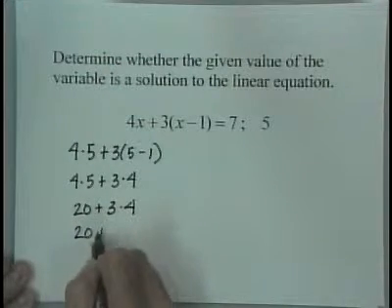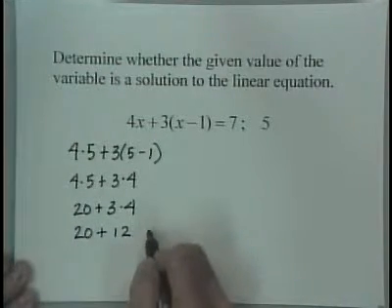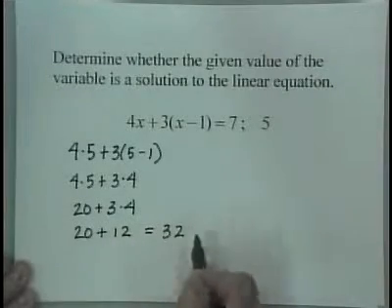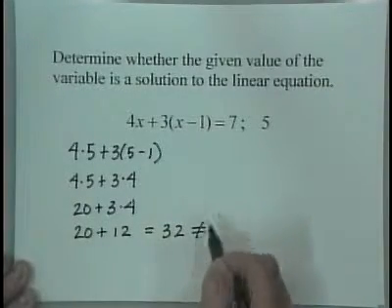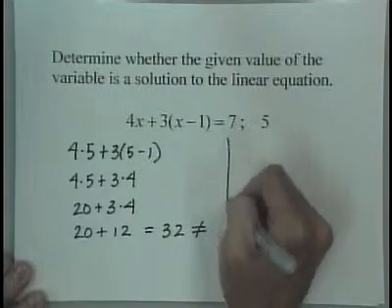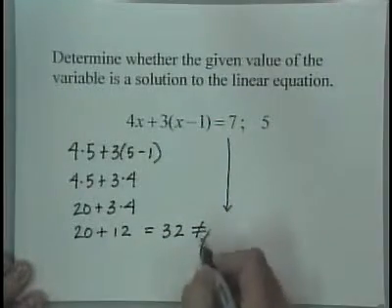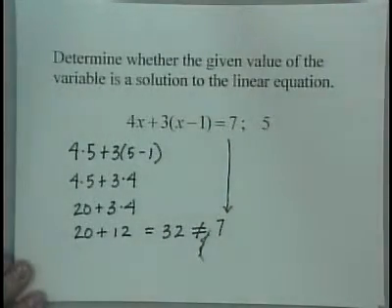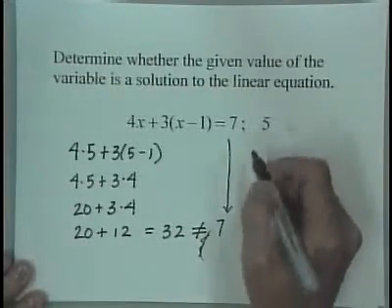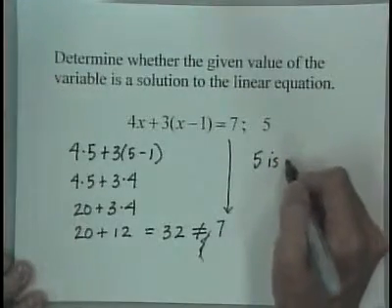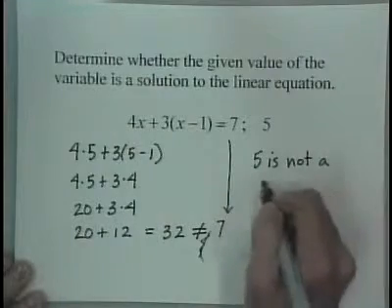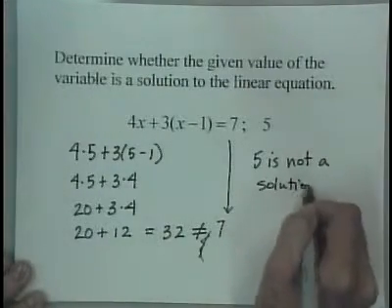Then I can multiply 3 times 4, which is 12. And 20 plus 12 is 32, which does not equal the right-hand side of our equation. Whoops, I didn't mean to do that. 7. And so we conclude that 5 is not a solution to the equation.